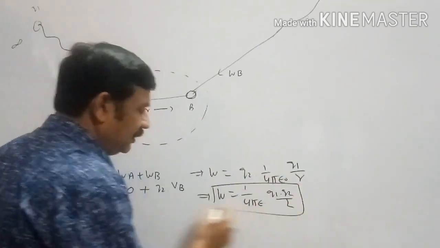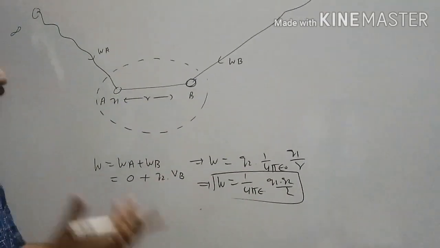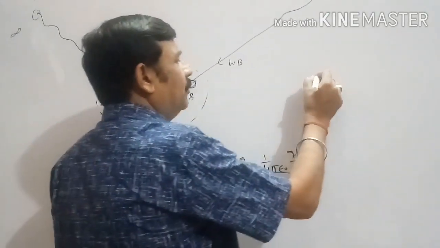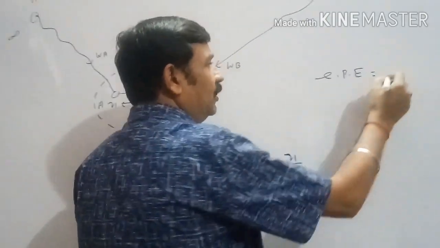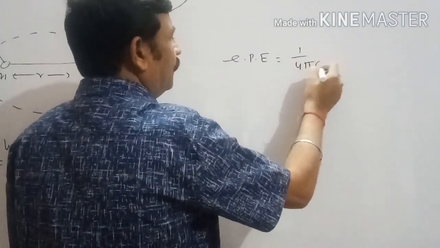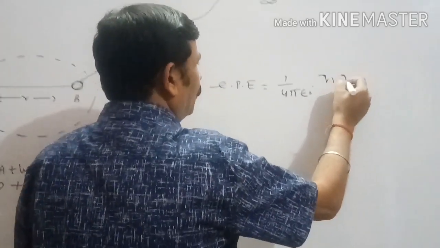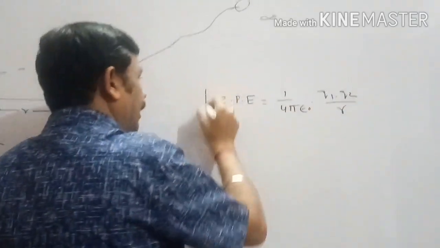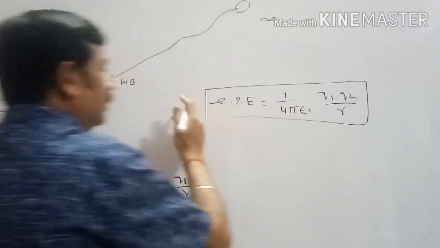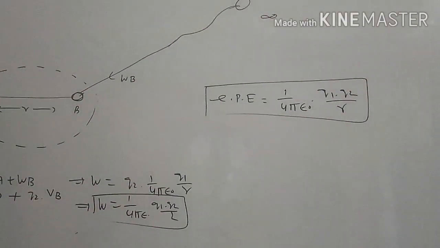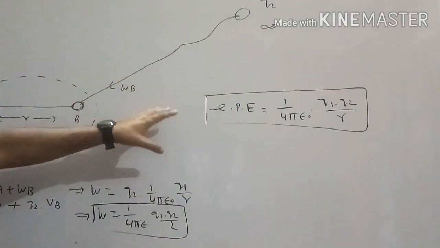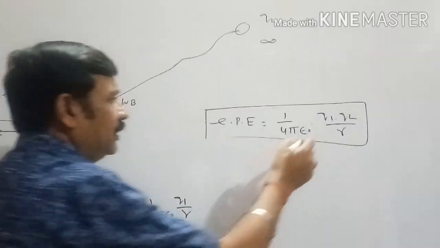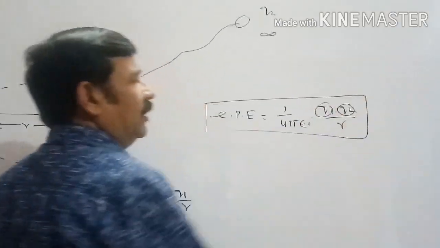This work which is done remains stored in the system in the form of electric potential energy. So the expression for electric potential energy will be 1 upon 4 pi epsilon naught Q1 Q2 by R. Now here, since energy is a scalar quantity, whenever we calculate this potential energy, we take charges with proper sign as we have done in potential.